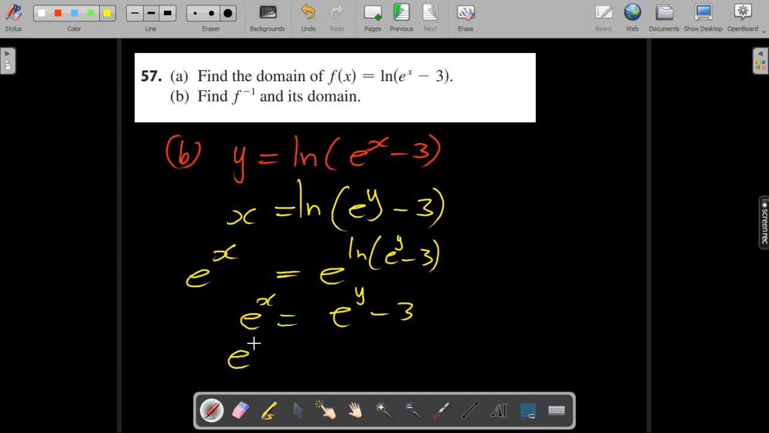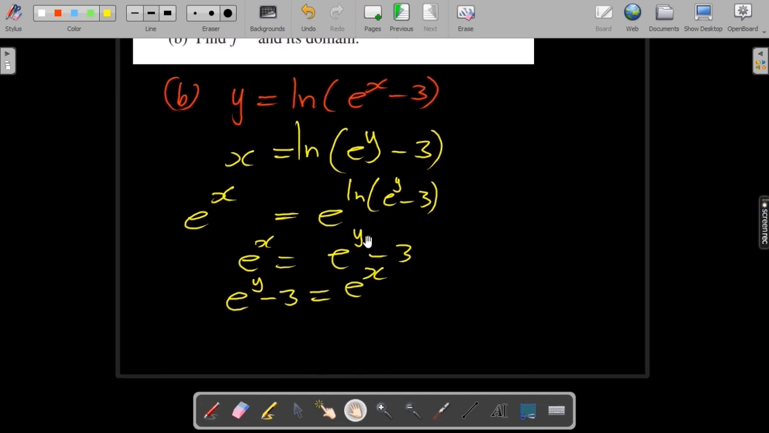Let's swap these sides. I just want to have this on my left because that's how we usually have it. We usually have the y on this side. But as you can see, I haven't really changed anything. Each side still has the parts that it initially had, just that I swapped the sides.